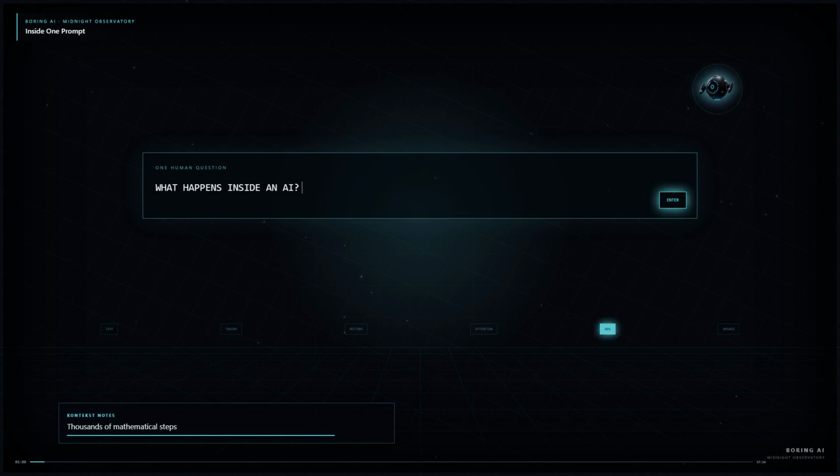The answer does not usually arrive all at once. It is assembled piece by piece, while the earlier pieces are kept in memory and the later pieces remain uncertain. The sentence that seems complete to us did not exist as a finished sentence at the beginning. It emerged one small decision at a time.